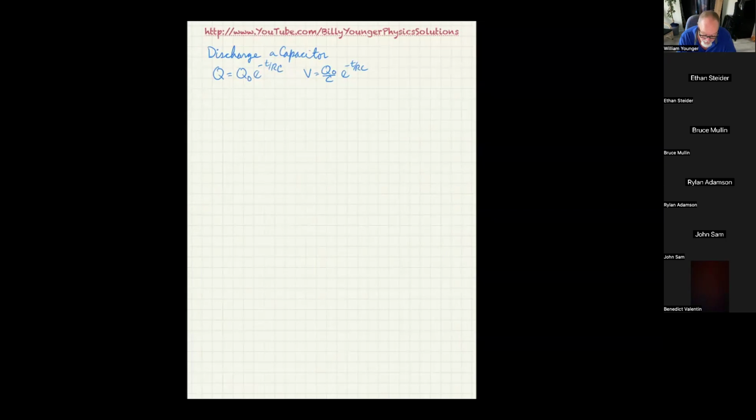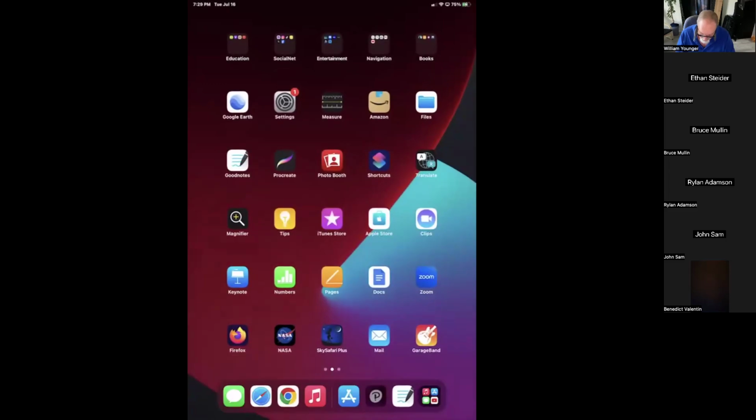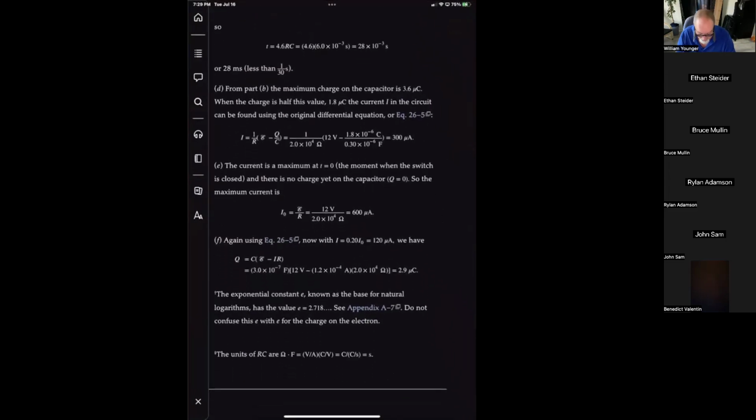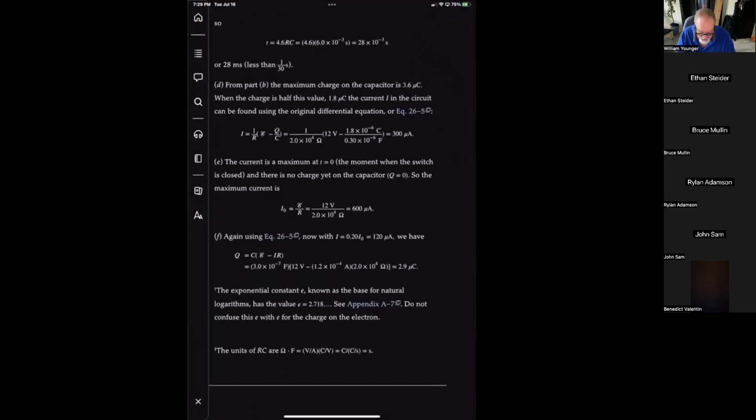And then the current in this case is actually going to start off at zero and then climb. If you want to look at that in your book, I'm going to flip it over. Y'all can see right now we're looking at this. This is all the stuff we just finished doing.